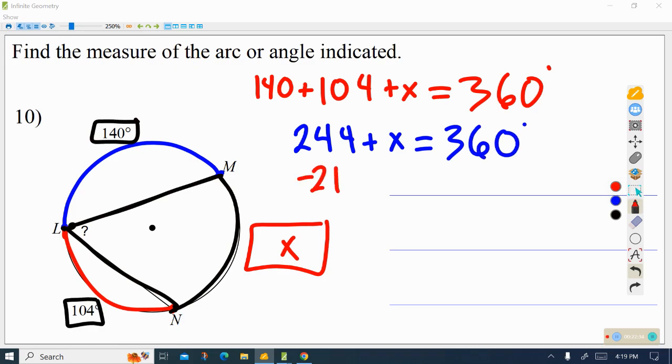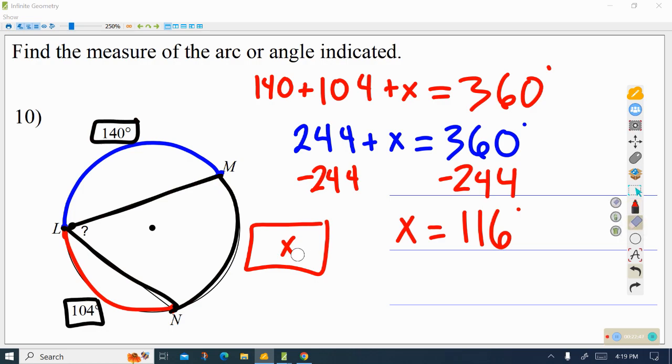Take 244 from both sides, and we get x equals 116. Okay, so that's just what goes here. All right, that's not our question mark. But we remembered what we were talking about, right? That the inside has to be half of 116, and so inside should be 58. All right? So there's number 10.